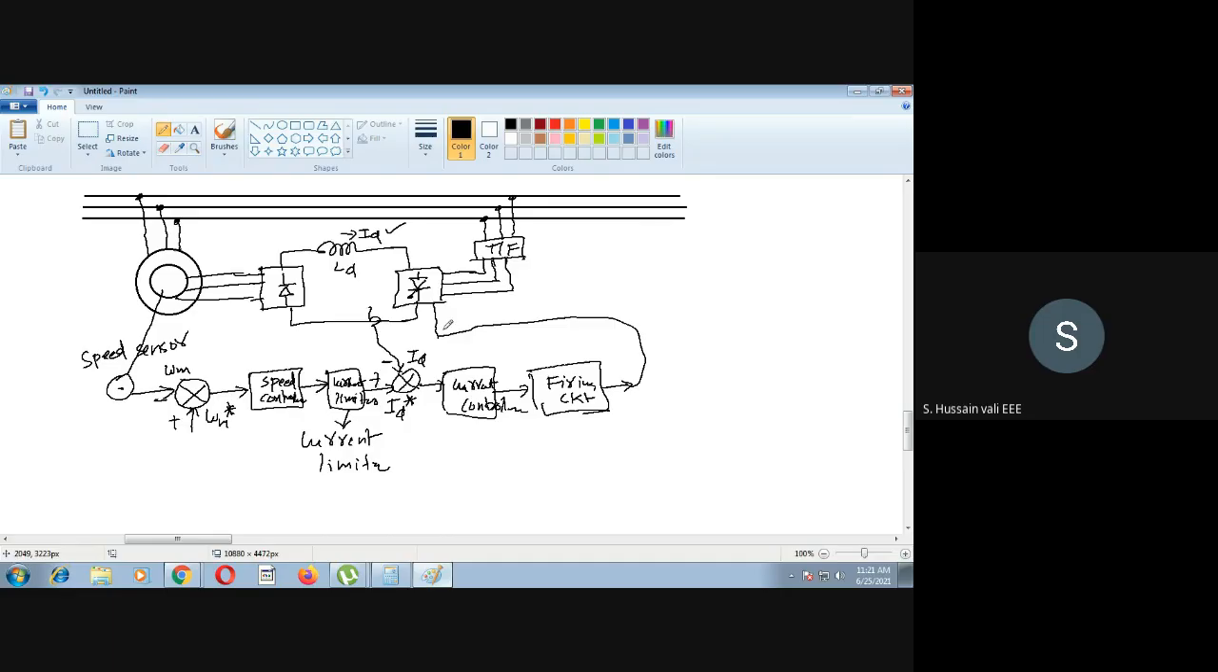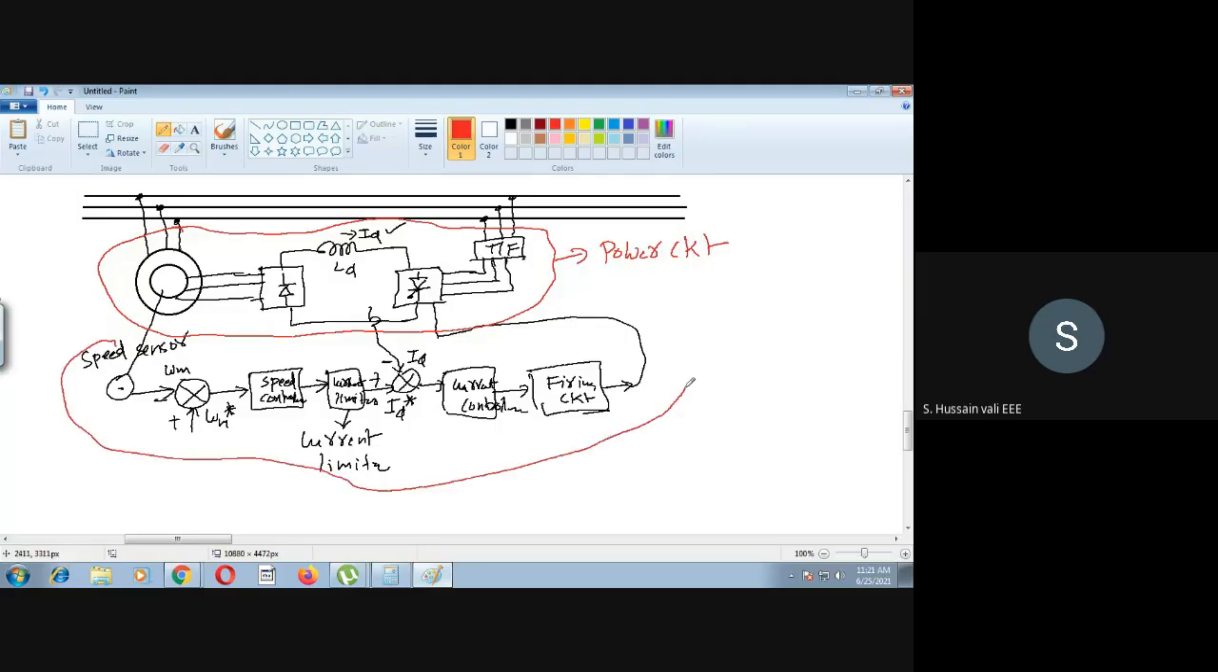So this part is the power circuit. We can call it like this. This part is the power circuit. This part is the control, we can call it as the feedback path. This is the forward path. No problem, you can divide it any way, it may not be the same. But remember, this one is the power circuit, whereas this is the control circuit.